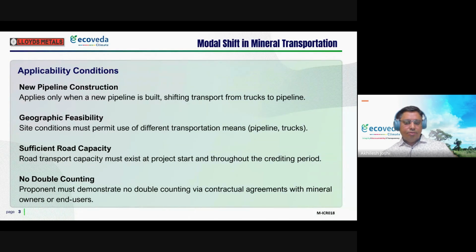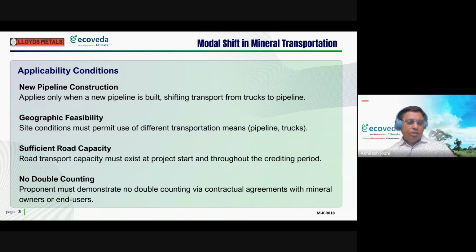Yes, it is the minimum requirement. It should not be the baseline, it should not be a hypothetical one. So the road transport capacity must exist before the project start, at project start, and throughout the crediting period to transport the minerals via the road using trucks.